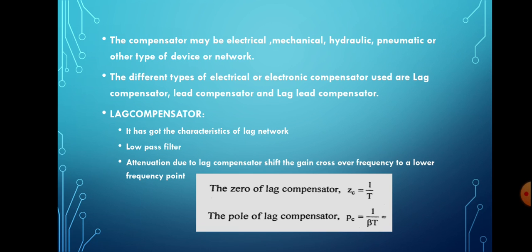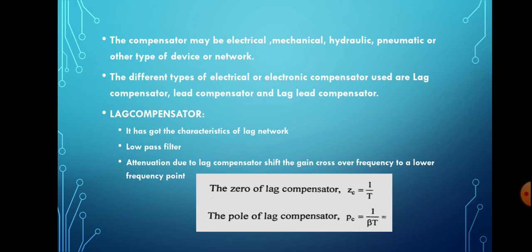The compensator may be electrical, mechanical, hydraulic, pneumatic or another type of device or network. The different types of electrical or electronic compensators used are lag compensator, lead compensator, and lag-lead compensator. So we will study these three types of compensators. First one is the lag compensator.